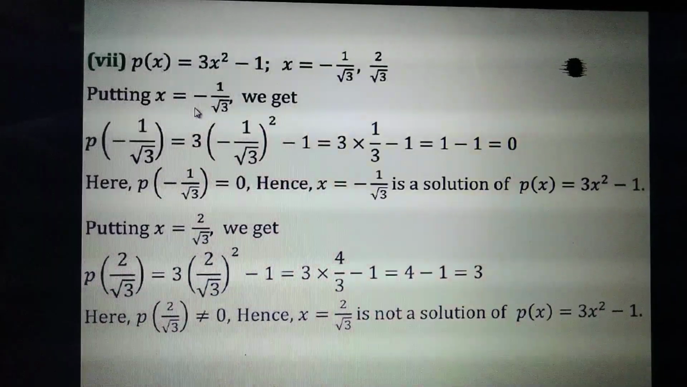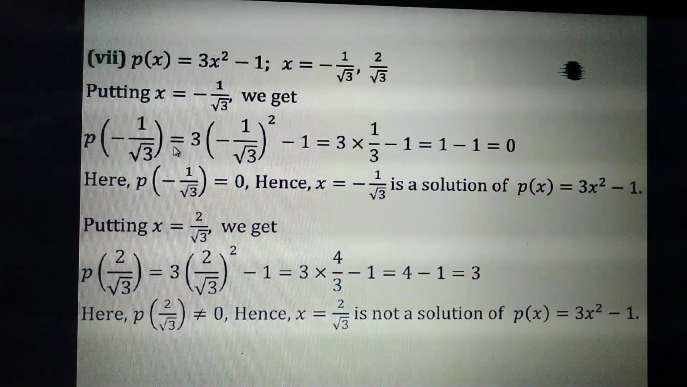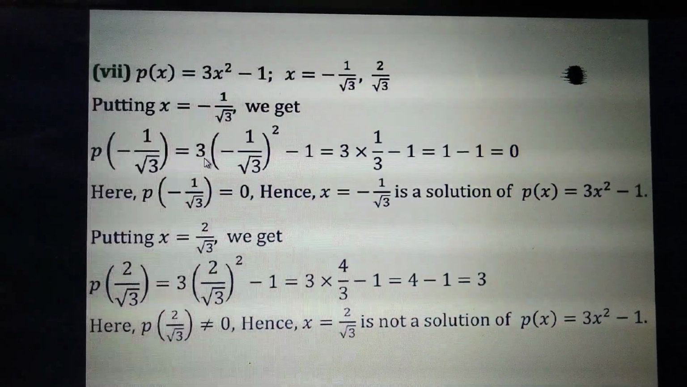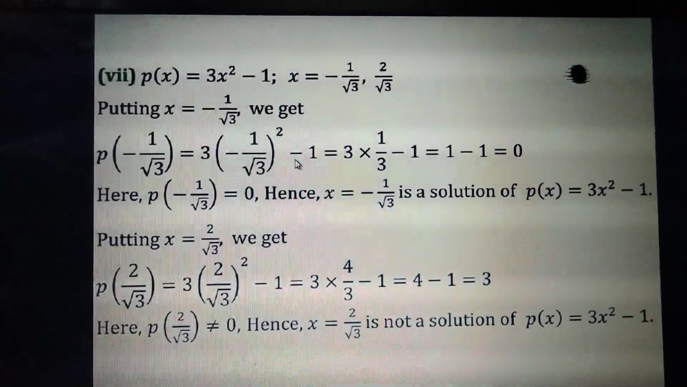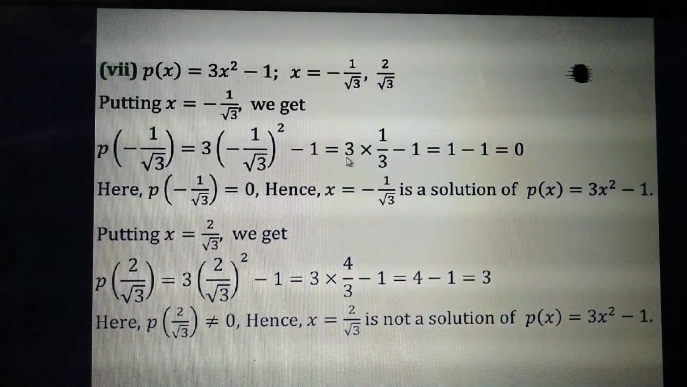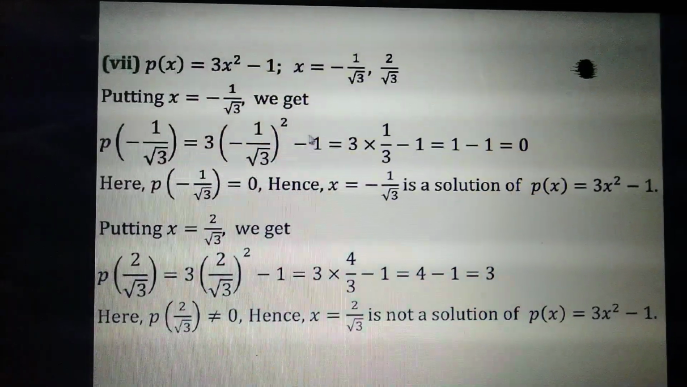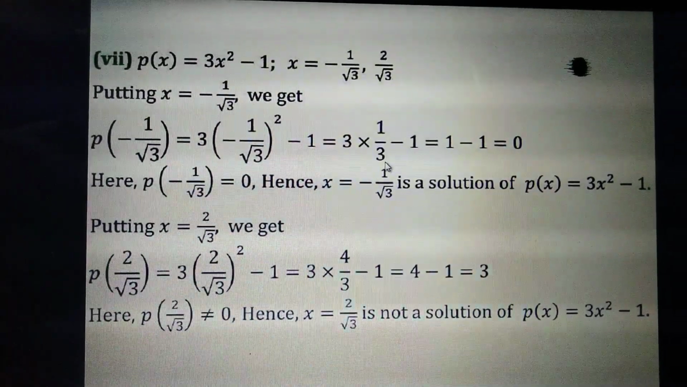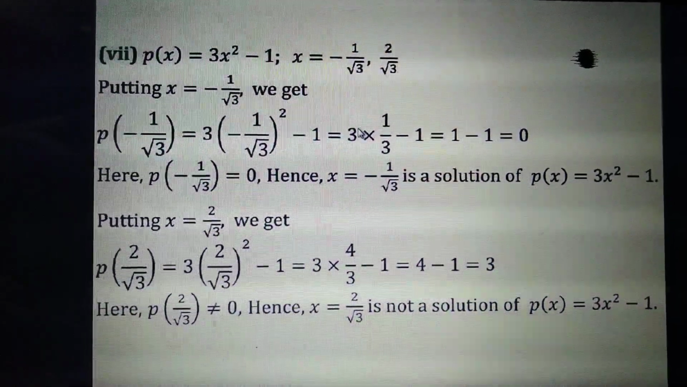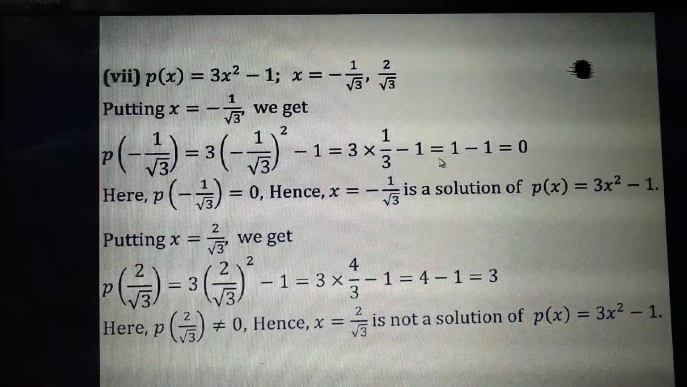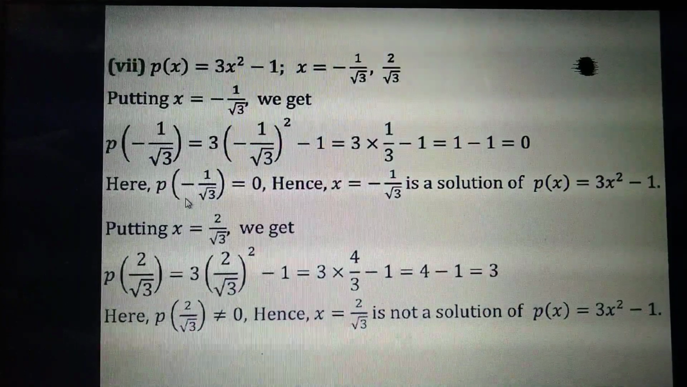First one, putting x equal to minus 1 by root 3, we get P of minus 1 by root 3 is equal to 3x squared minus 1. So 3 into minus 1 by root 3 the whole squared minus 1. Here 3 into 1 squared by root 3 squared, which is equal to 3. So 3 into 1 by 3 minus 1. Here 3 get cancelled. So the answer is 1. 1 minus 1 is equal to 0. Here P of minus 1 by root 3 is equal to 0.